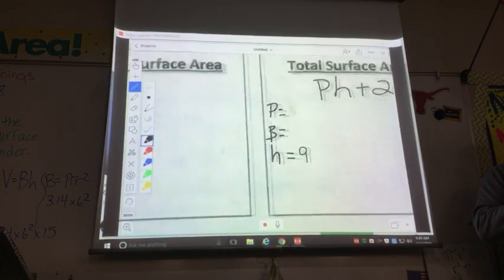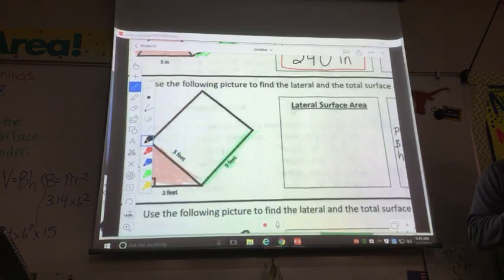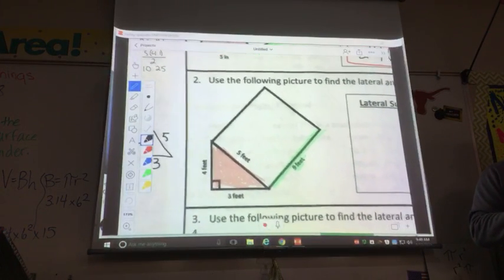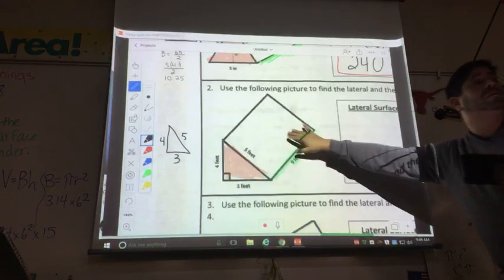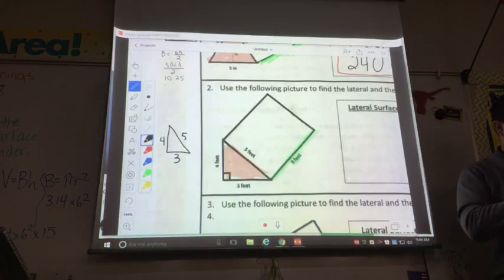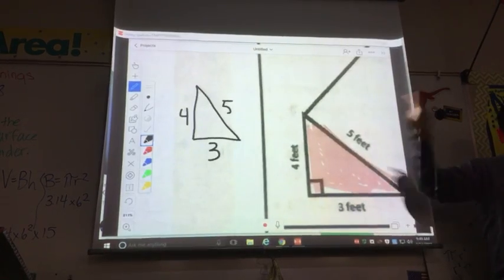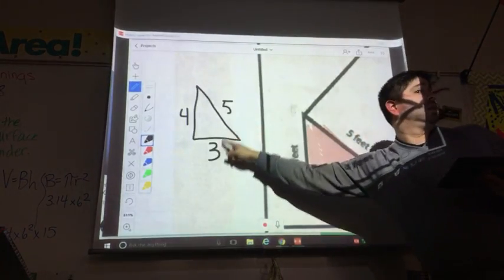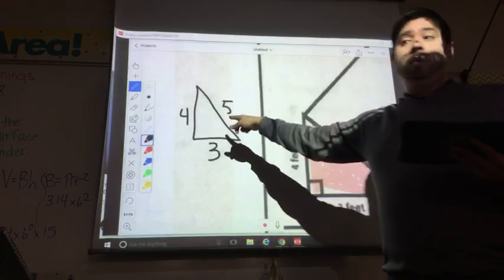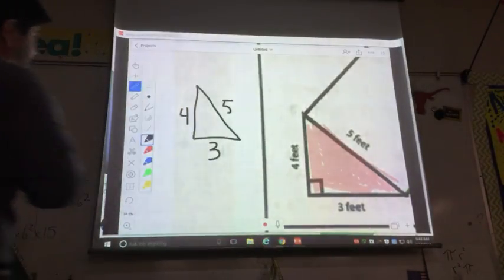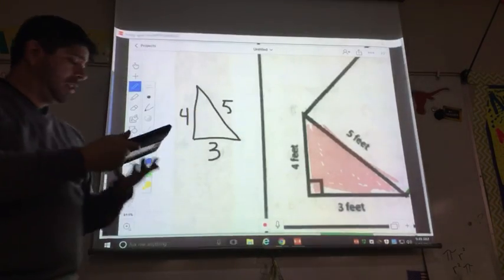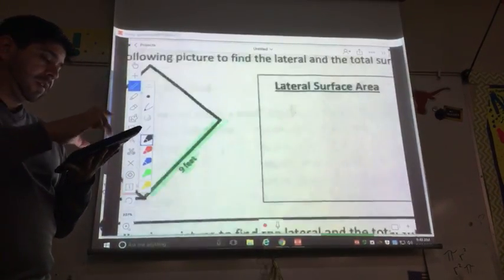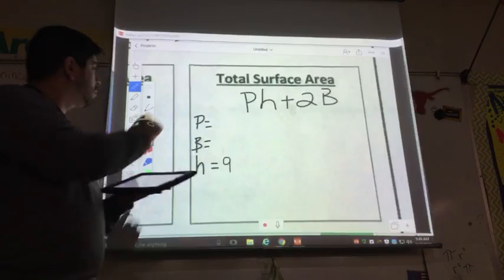9. That's 4. Huh? Wait. The height of your triangle is 4, you're right, but in this case, we're talking about the height of the whole prism, which was 9. You got that, Susan? Yeah. Okay, so the perimeter of this triangle, what's the perimeter of this? 12. Yeah, 12, right? They're adding up all the sides, so 12. Let's go back here. Put 12.